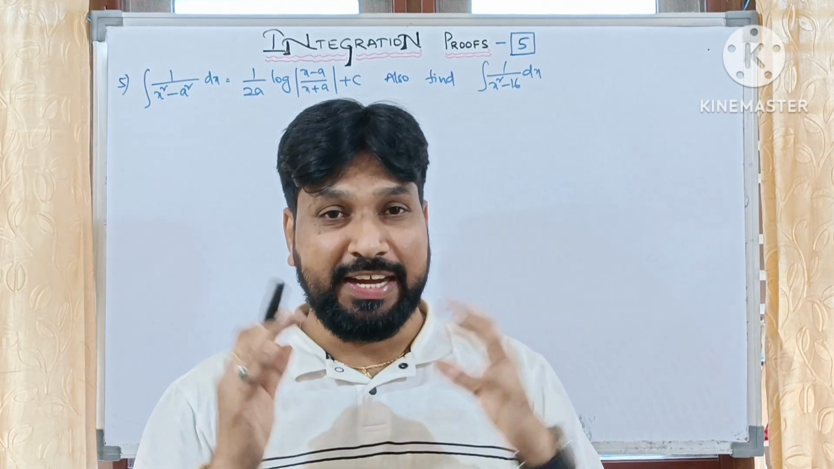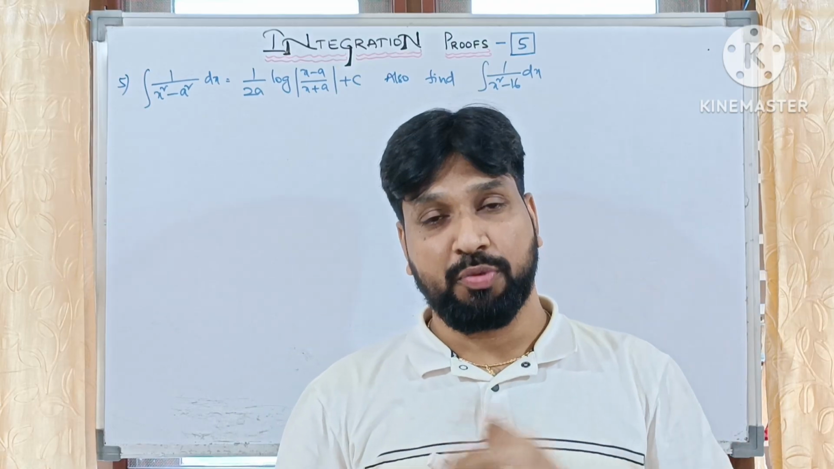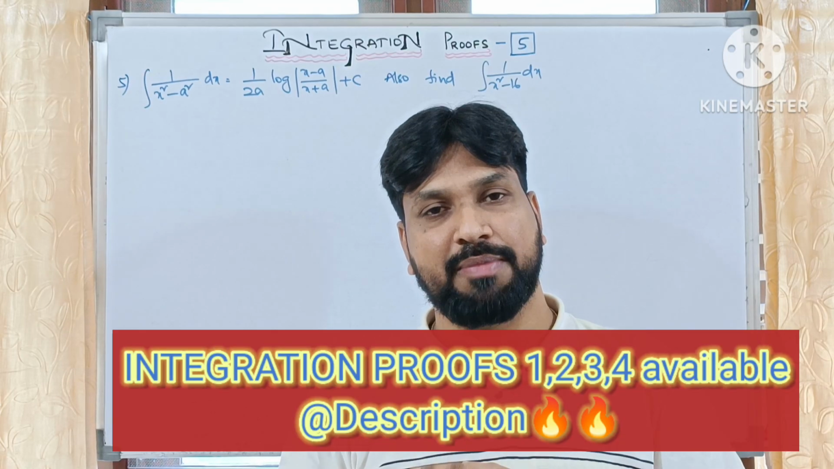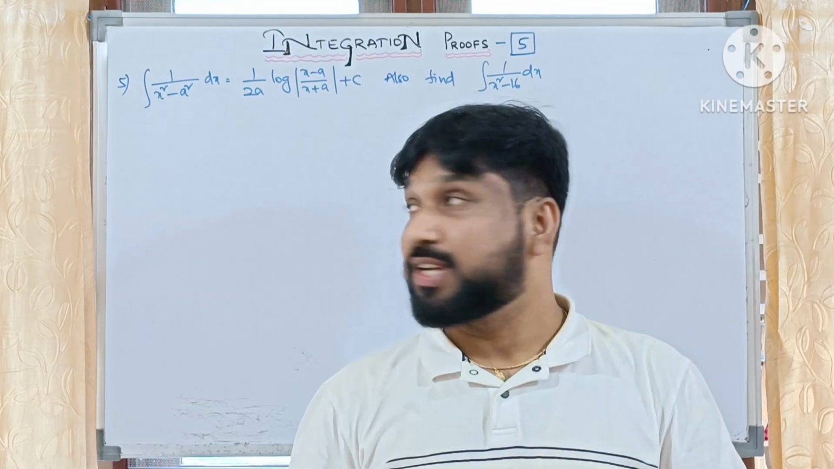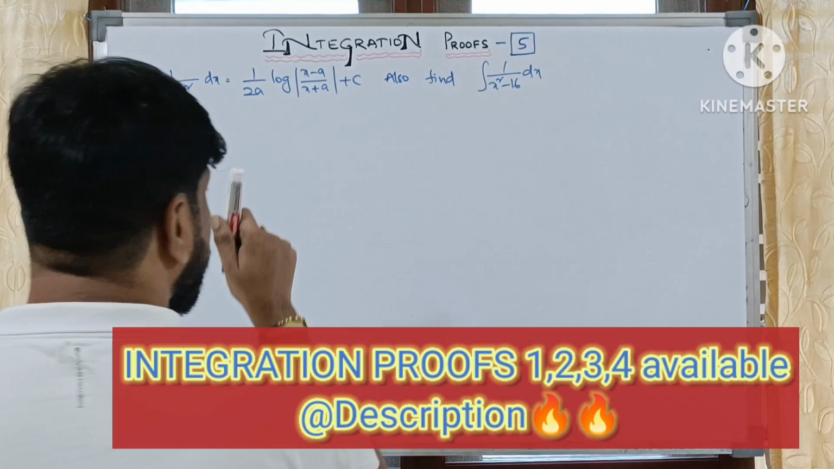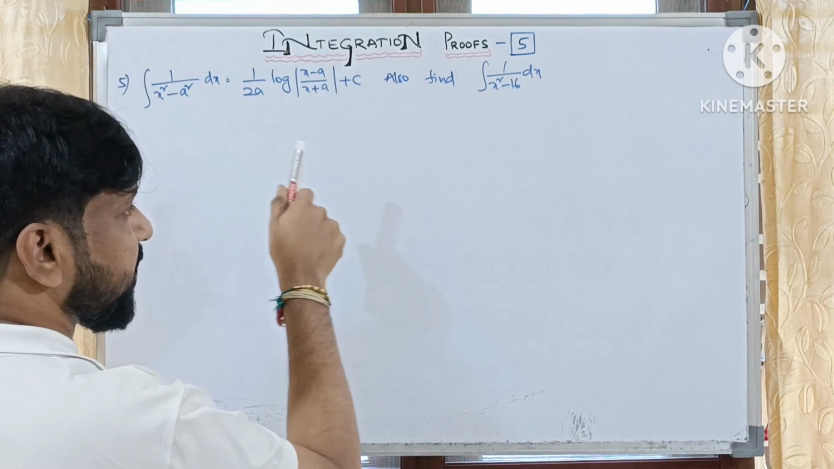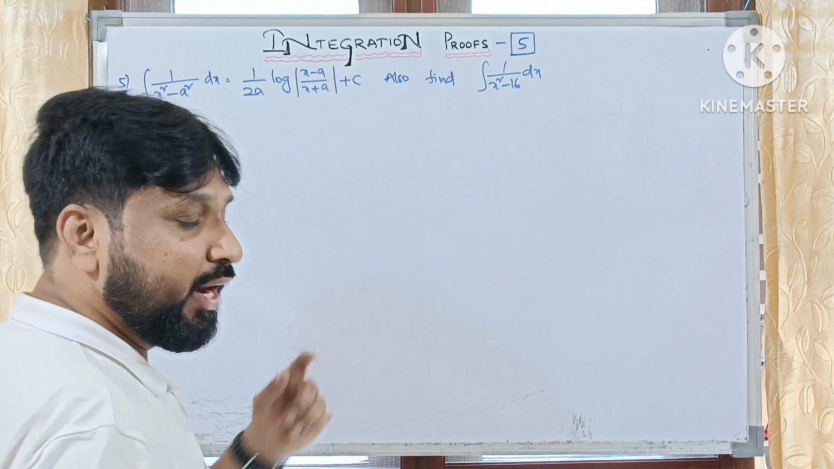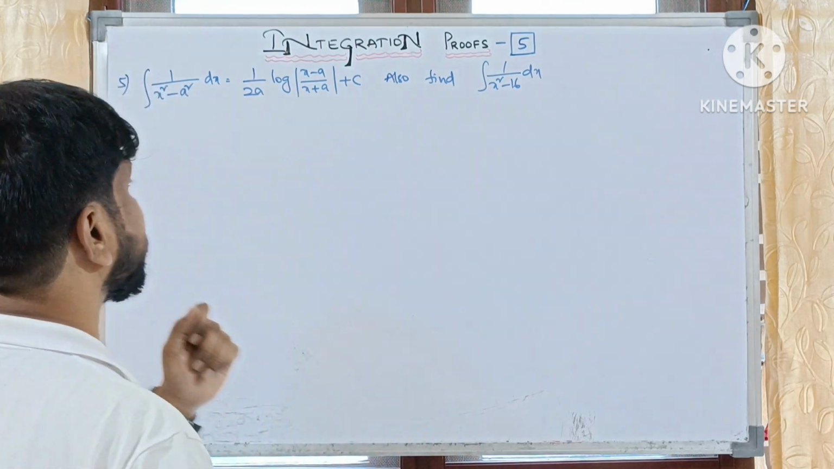Today I am going to discuss integration formula proofs, proof number 5. This is also a most important proof in your final examination for all second PUC students. The proof is: integral 1 by x square minus a square dx is equal to 1 by 2a log mod x minus a by x plus a plus c. Also, find the combination question they'll ask: integral 1 by x square minus 16 dx, friends.